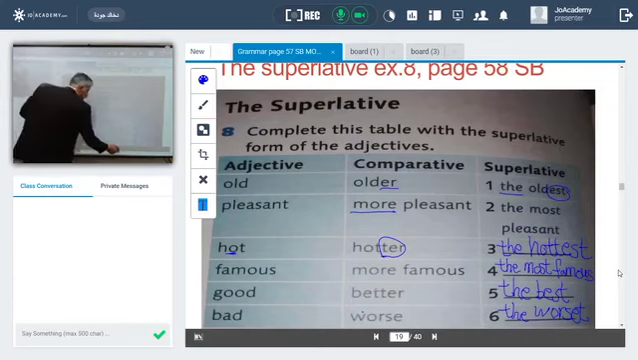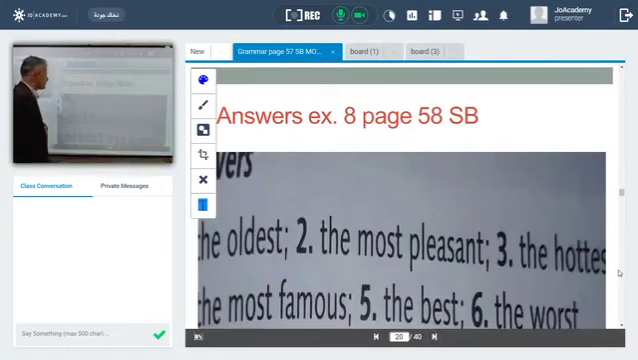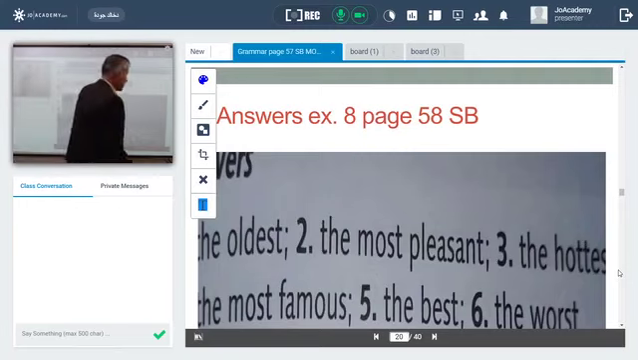Let's move to the next exercise. Here we have the answers. The oldest, the most pleasant, the hottest, the most famous, the best, the worst. These are the answers. Okay, answers to the question.